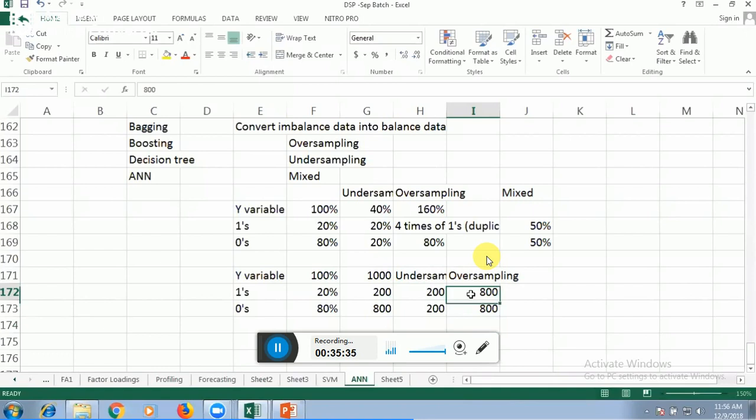What does that mean, 800 observations? You have only 200 observations. How will you make 800 observations? You are repeating the same sample again 4 times. That means you are taking 4 times duplicates.